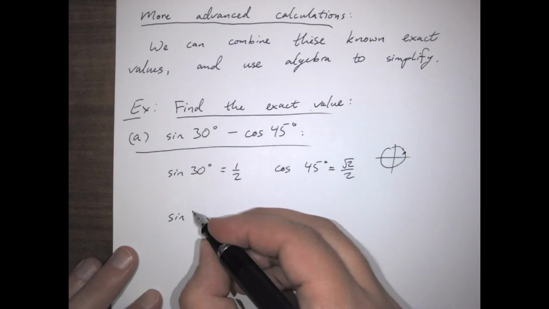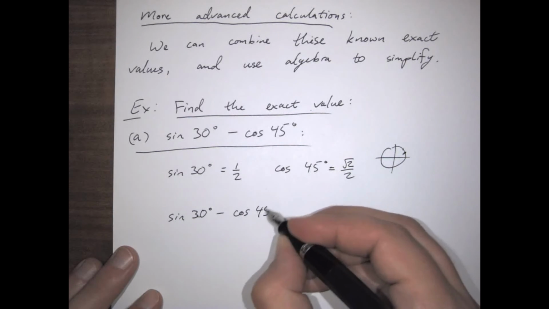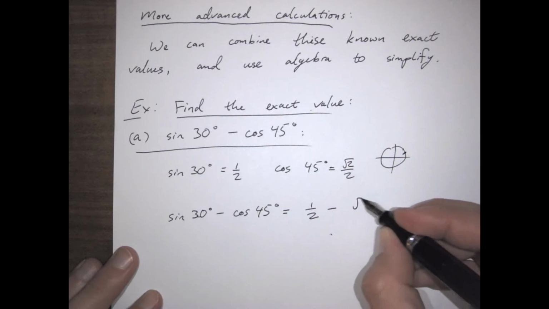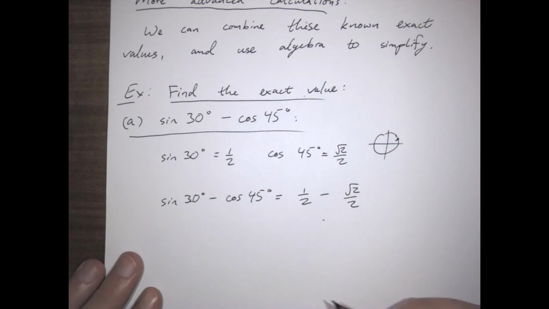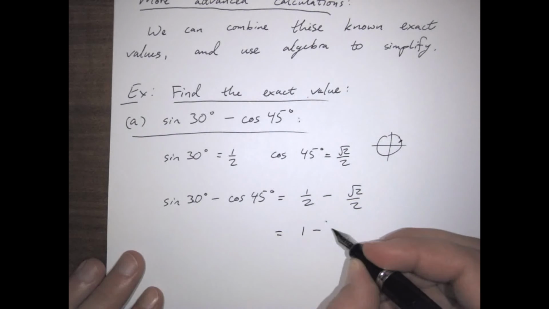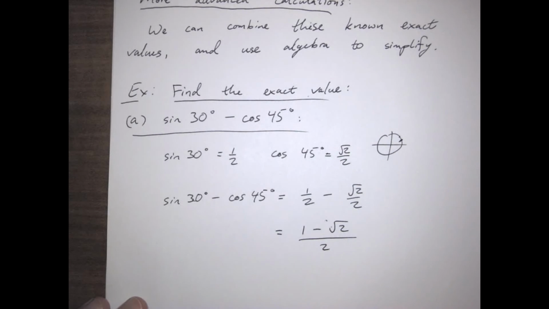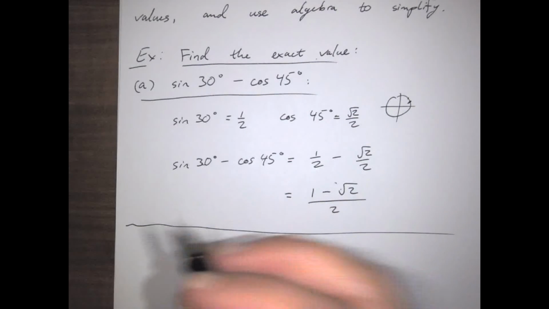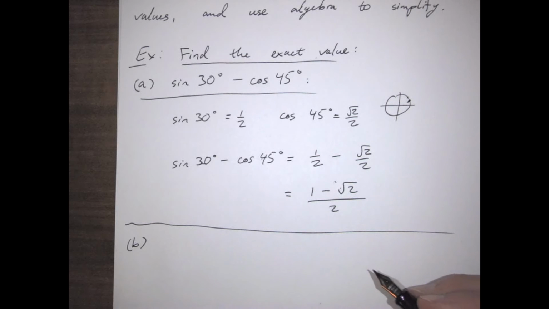Then that means that what we are looking for, sine 30 minus cosine 45, is 1/2 minus root 2 over 2. And since these are fractions with common denominators already, we can actually just combine the two numerators and write it like so. So that's how that one would go.